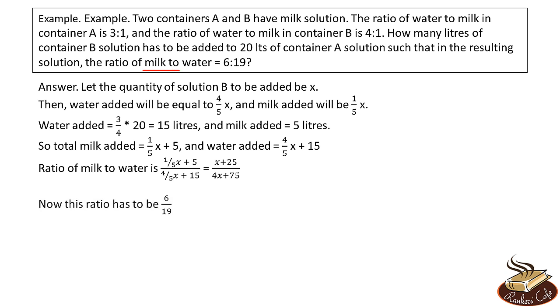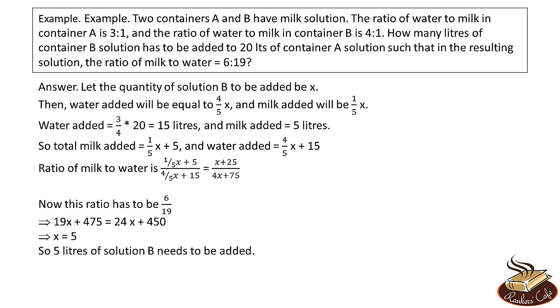Now this ratio has to be 6/19. So 19x plus 475 is equal to 24x plus 450, which implies that 5x is 25 or x is 5 liters. So 5 liters of solution B needs to be added. But this process is very lengthy. So let's try to use our concept of alligations.